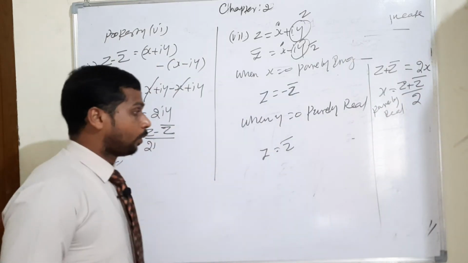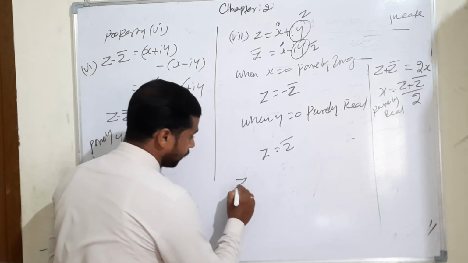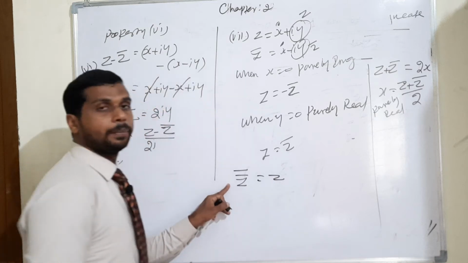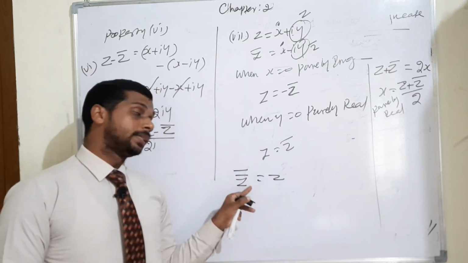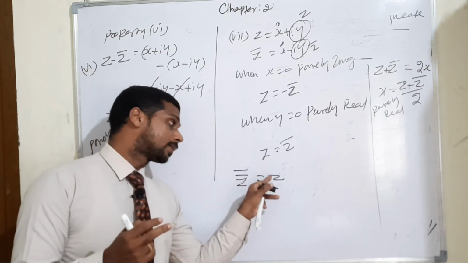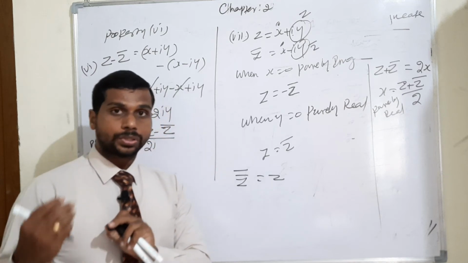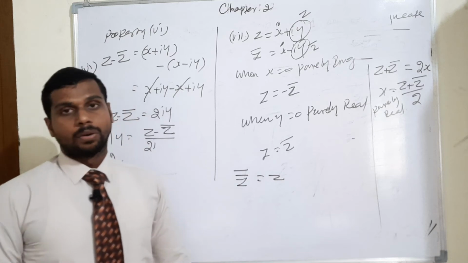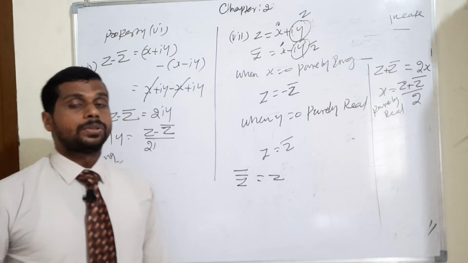One of the last properties: Z whole double bar means the same Z will be repeated. This is also an important condition. Whatever the Z is, the same Z will be repeated. Z whole double bar is called Z.